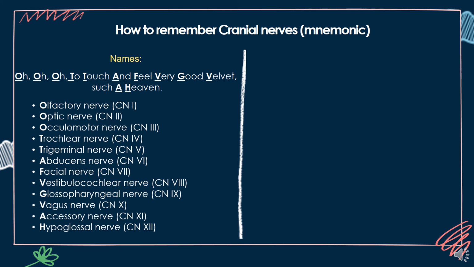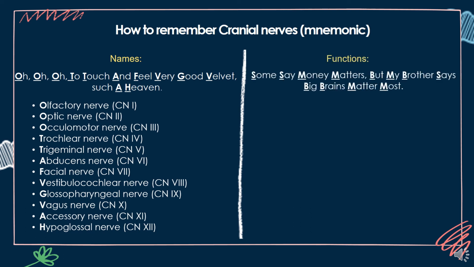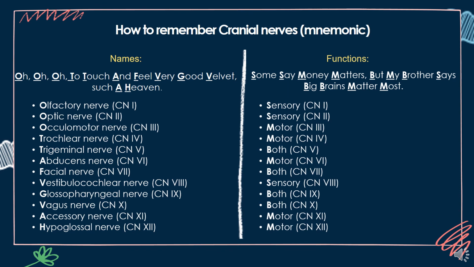Pero yung sa function, how about sa function? Meron din ganun sa function. Itong sentence na: some say money matters, but my brother says big brains matter most. Ito yung pagkakasunod ng functions niya: sensory, motor, both sensory and motor, both sensory and motor, sensory, both, motor, and motor. Dahil sa mnemonic way nito, madali lang natin makakabisado. Hindi tayo mahihirapan.